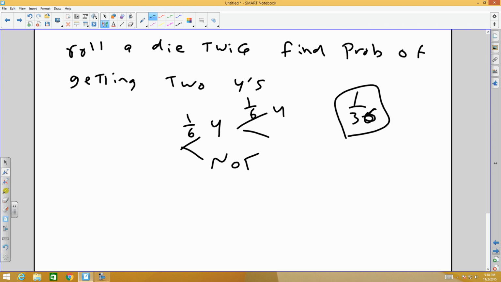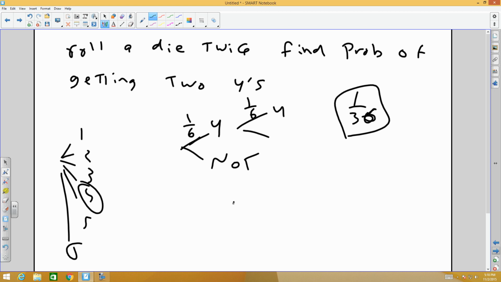Clear? Okay. The first time you roll a die, what's the probability of getting a 4? 1/6, because the die has 1 or 2 or 3 or 4 or 5 or 6, right? We're interested in the 4. What is the probability of getting a 4? 1/6. Now, roll the die again. Got it? Okay.